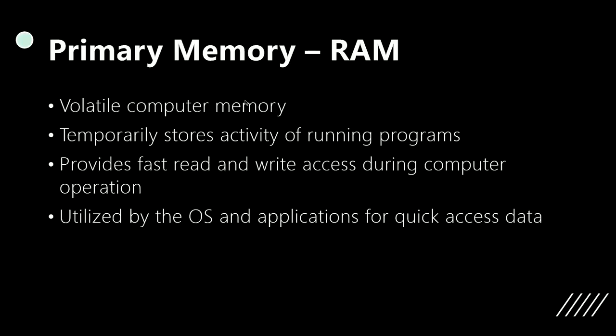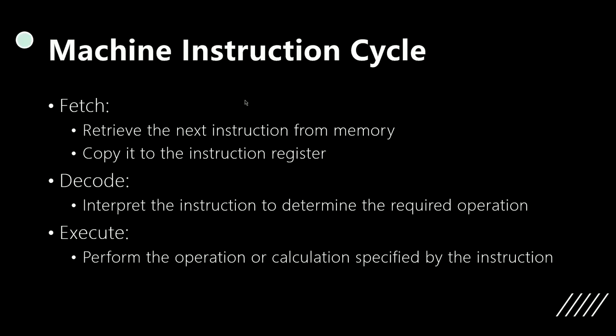So looking at primary memory, also known as RAM, we can see that it's a volatile computer memory, which means that it temporarily stores activity of running programs. And it's volatile because once the computer is powered off, it will wipe itself of all the data it was storing while the computer was running. It provides fast read and write access during computer operation, and it's utilized by the operating system and applications for quick access to data.